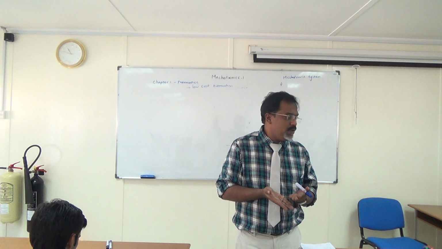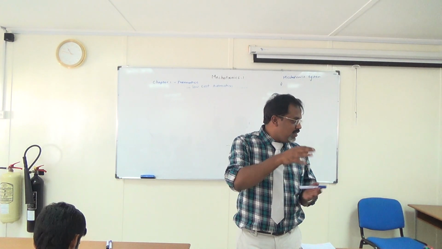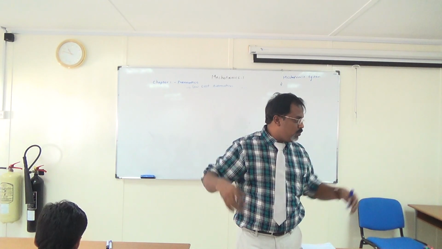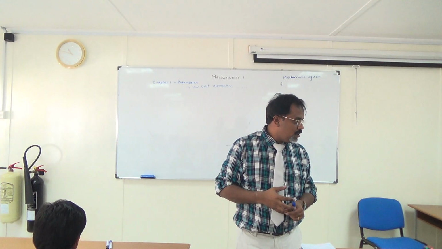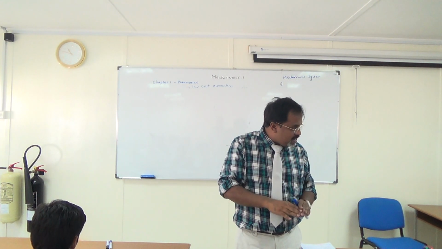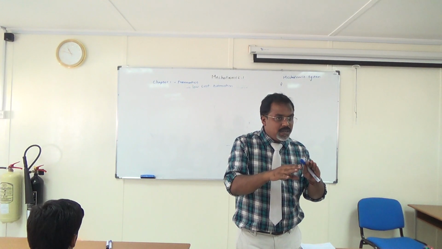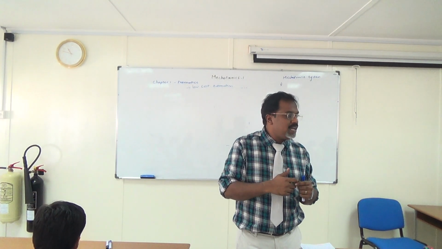What is meant by automation? Are there a large number of human beings? 100 people working there? Human intervention will come down. So not by using hands.